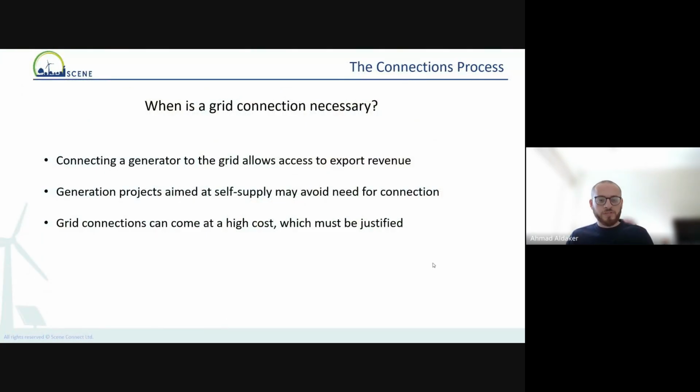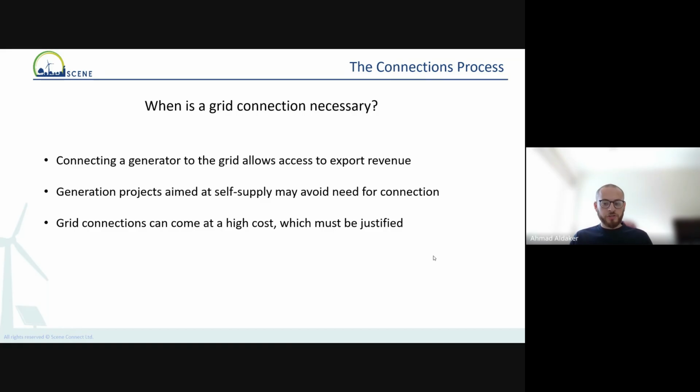Quite obviously, the main motivator behind setting up the grid connection for a generator is to give you access to generating export revenue. This can come about through the Smart Export Guarantee scheme, the SEG, which comes with your electricity provider, or through agreeing a power purchase agreement with energy supply partners or local off-takers. So this comes to a virtual power supply.